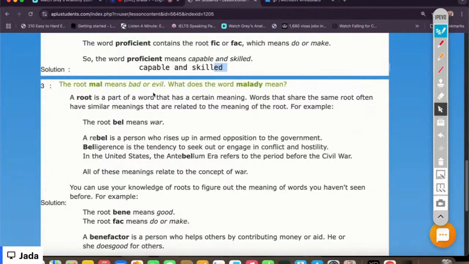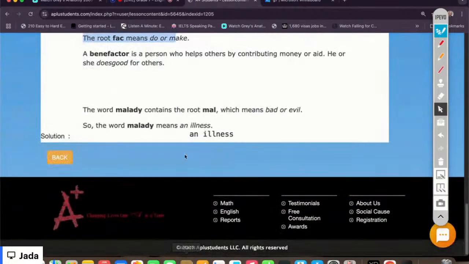Alright, so we have the root mal, which means bad or evil. What does the word malady mean? An illness.